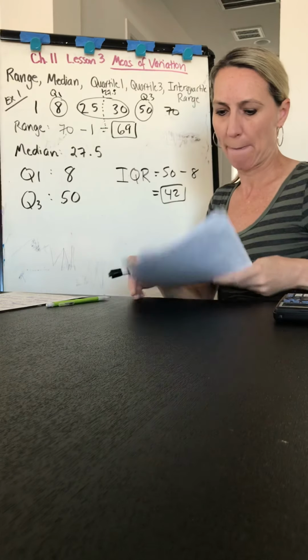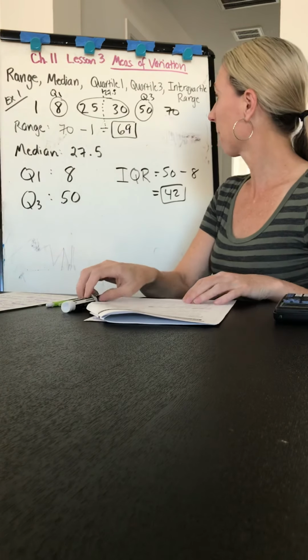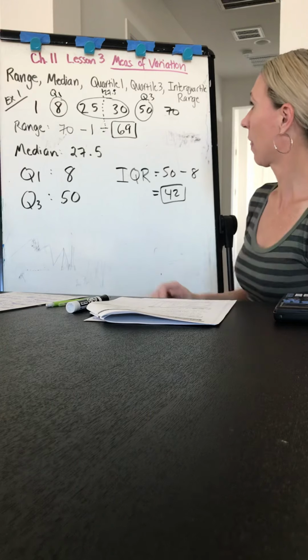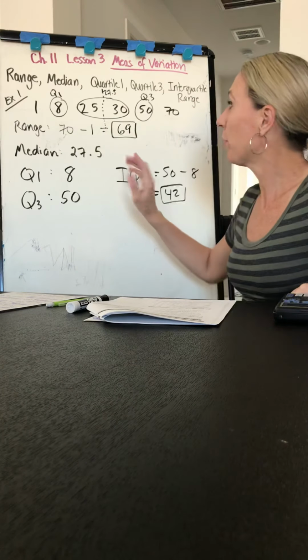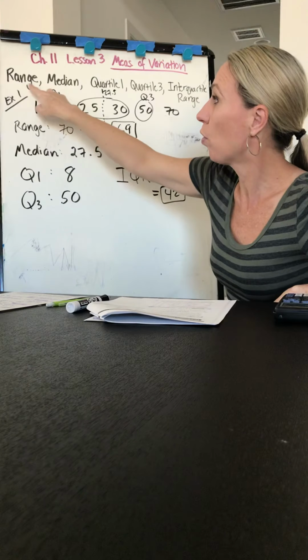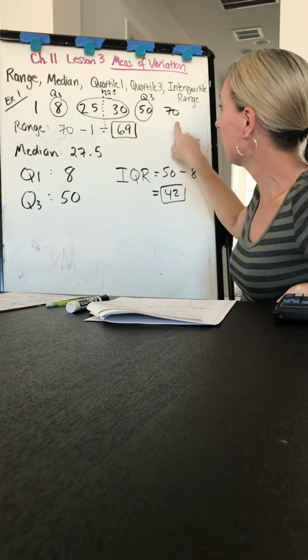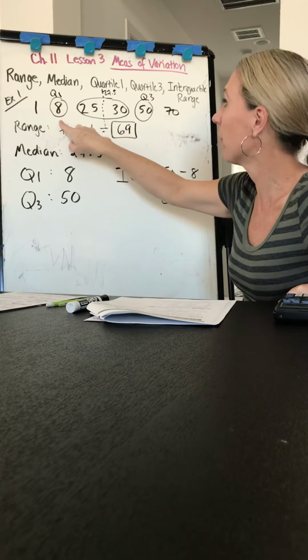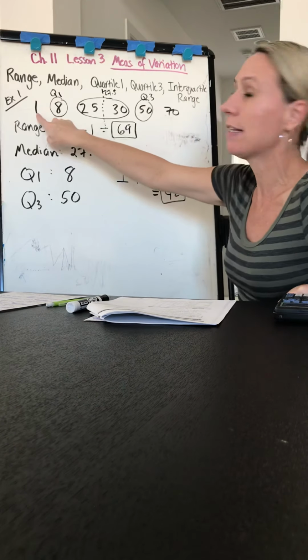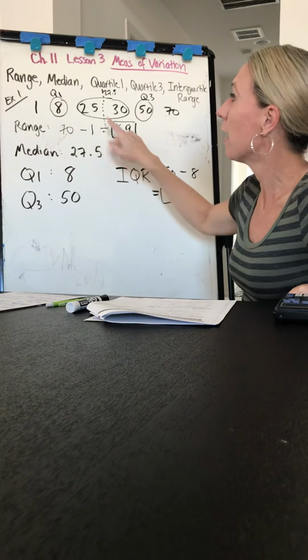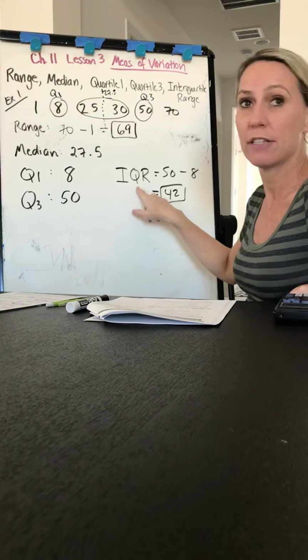So turn the page. I have another question. Yeah, go ahead. Do you just minus the big number from the small number? Yes, that's what the range is. The normal range is always the biggest number minus the smallest number. Oh, you know what? Sorry, not 8. Like 70 minus 1, which is 69. But the interquartile range is the same thing.